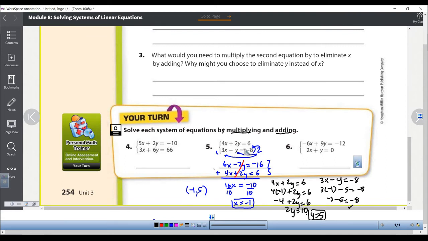So once again, I wanted to solve this by elimination with multiplication and addition. I did not have a pair of opposites, so I multiplied that bottom equation by 2. That gave me this pair of opposites right here, negative 2y and plus 2y. So when I added them together, the y's were eliminated. I found an x. I plugged x into the top equation, found y, and then I used the bottom equation to check it. Okay, so that is solving the system by elimination, but it required us to multiply first.